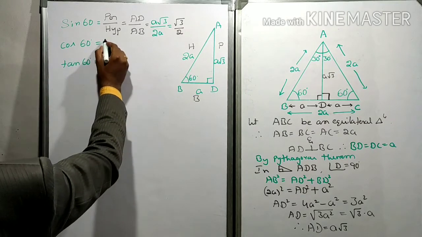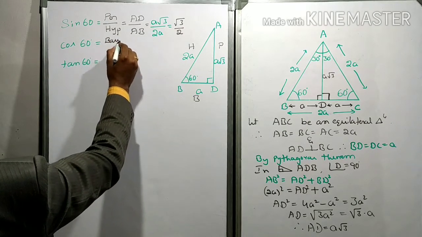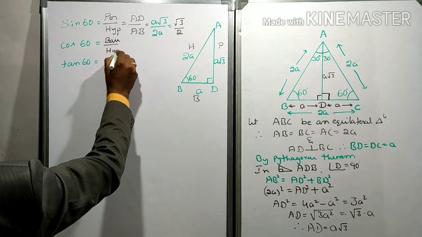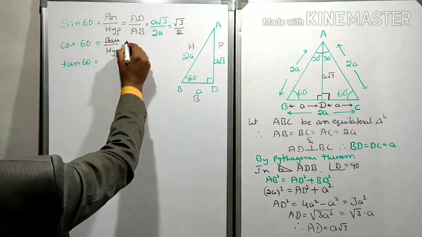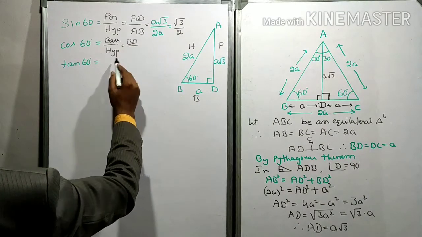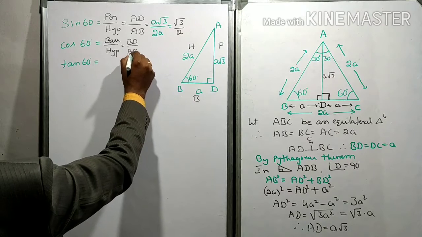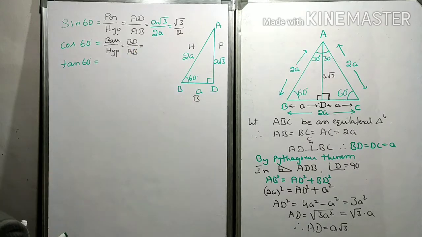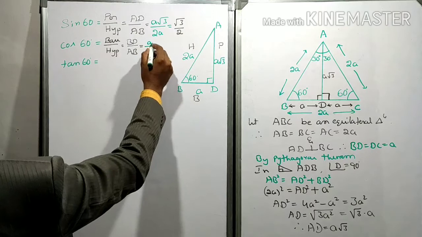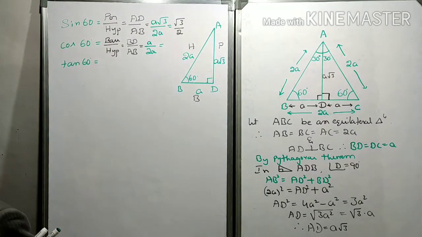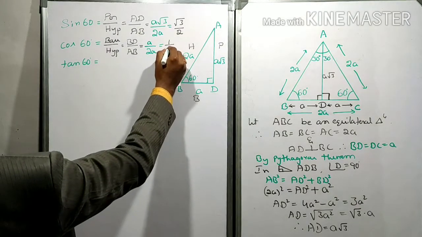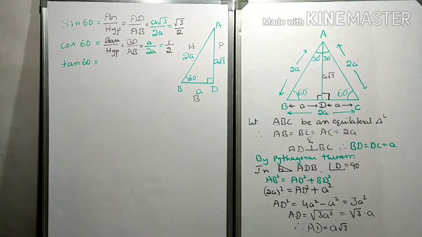Similarly, the cos ratio is base upon hypotenuse. The base length is BD upon hypotenuse length AB. I substitute the values: BD is A upon AB length 2A. A and A cancel. Finally we got 1 upon 2, dear children. The cos 60 standard angle value we got is 1 upon 2. Similarly, one more ratio. What is that? Tan 60 degrees. I will write it down.